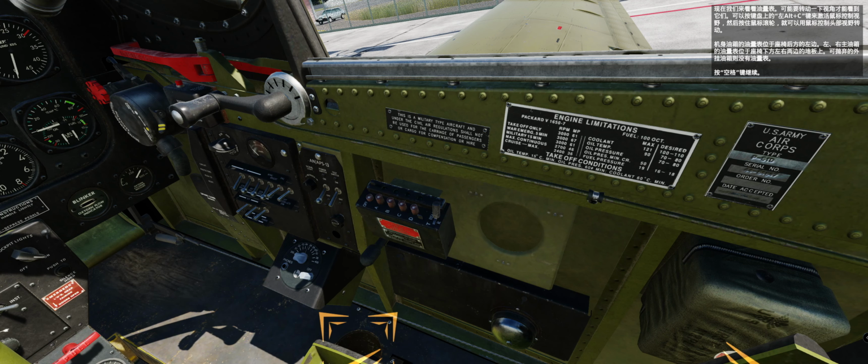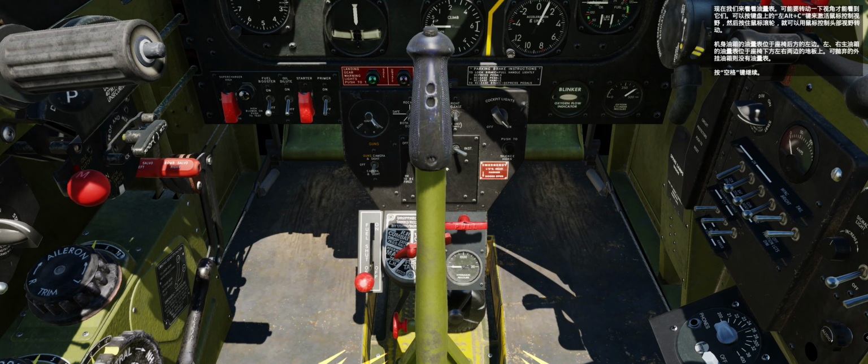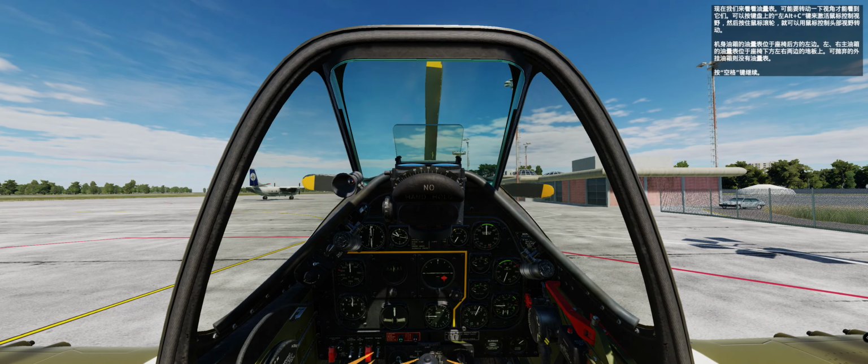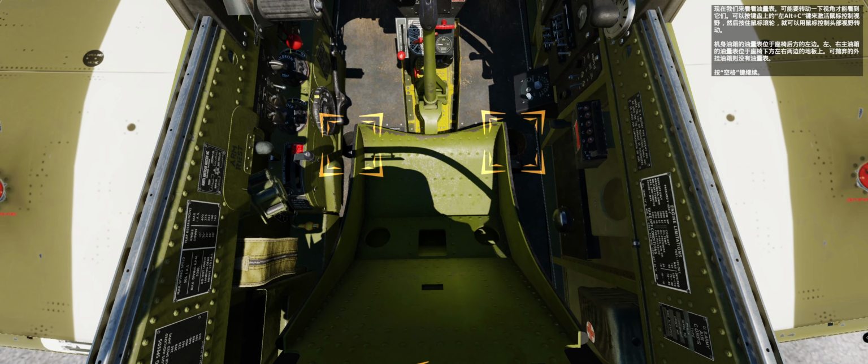Let's now take a look at the fuel gauges. You may need to twist your head around the cockpit a little to see them. You can press left Alt plus C to enable mouse view mode, and then hold down the mouse wheel while moving the mouse to move your head around the cockpit.